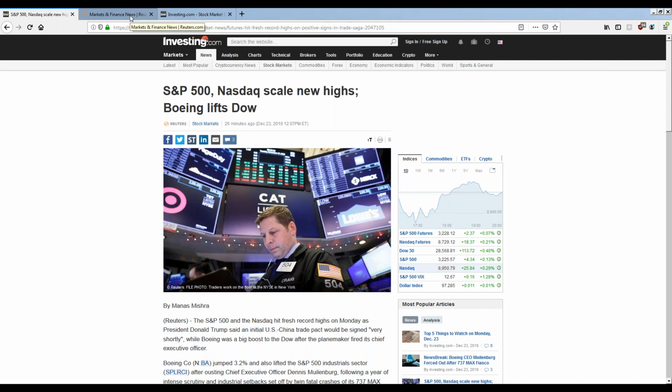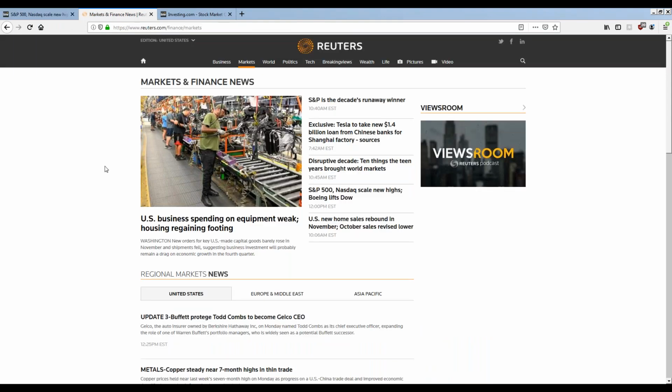And then if we look at another source of information, we'll take a look at Reuters here. U.S. businesses spending on equipment weak, but housing regaining footing. Kind of mixed. Housing numbers better than expected. Business spending kind of lower than expected. So again, a mixed bag. Makes for kind of equal up and down movement. Not huge breakthroughs so far today on resistance and support levels.